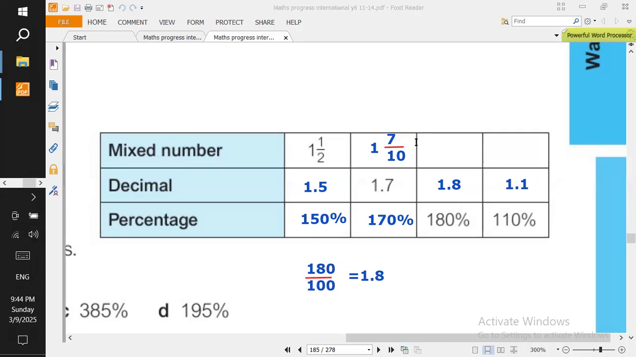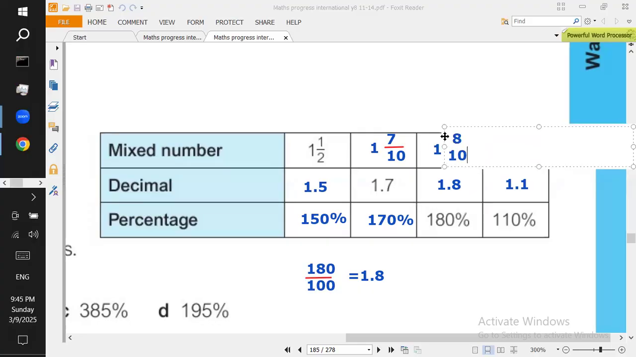Now, turning this into a mixed number. So this one, 180, it means 1 and 8 over 10. And this one means what? Very good. 1 and 1 over 10. This is how you turn between mixed numbers, decimals, and percentages. Focus on the steps and how to turn them to each other, okay? Now, let's move on to the next question.